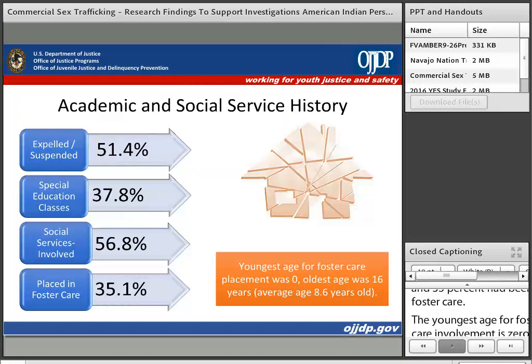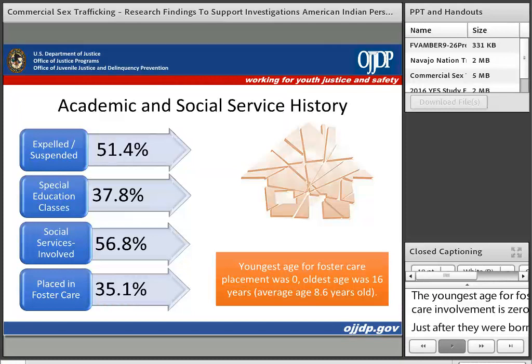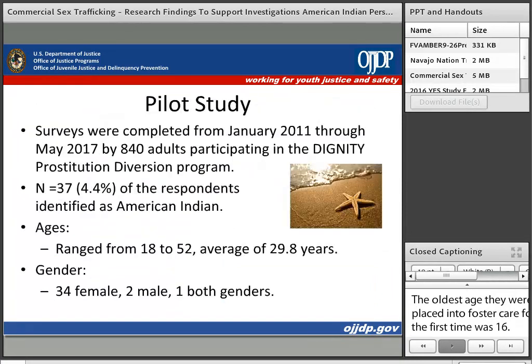The youngest age for foster care involvement is 0. They were placed just after they were born, and the oldest age they were placed into foster care for the first time was 16. The average age of foster care entry was 8.6 years old.